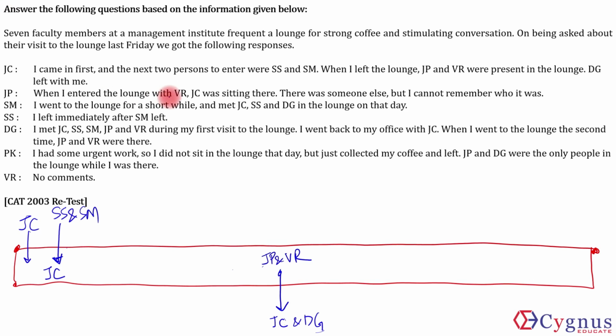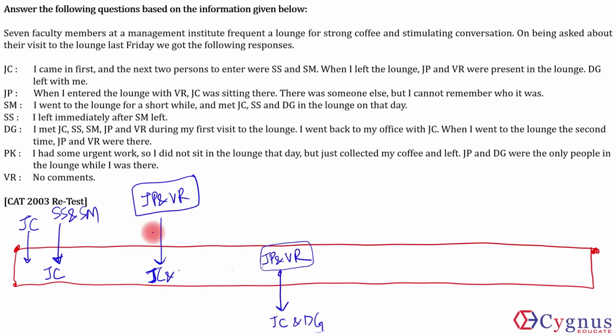When I entered the lounge with VR, so JP and VR both enter the lounge at the same time together. JC was sitting there. There was someone else, but I cannot remember. Okay, so when JP and VR both came in, JC was already there, and there was someone else who JP does not remember. So there were only 2 people when JP and VR came. One was JC, one was another one.